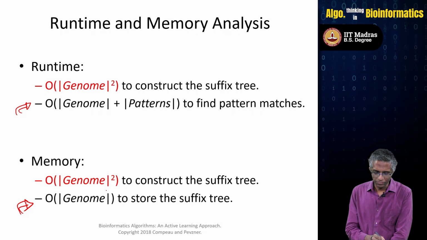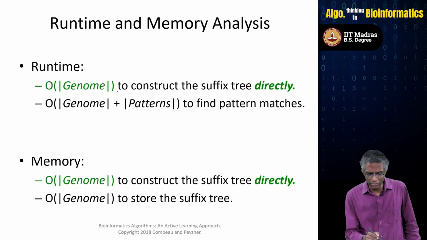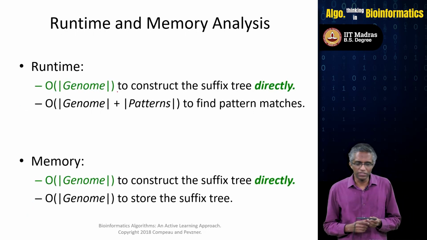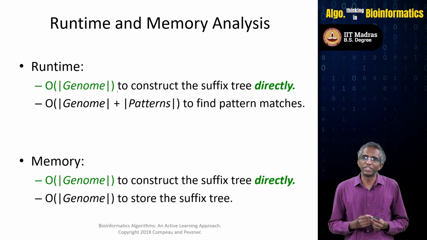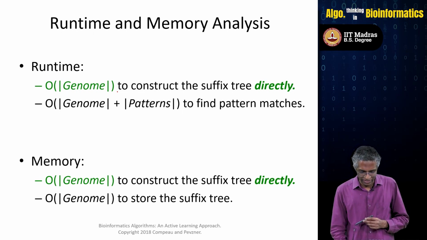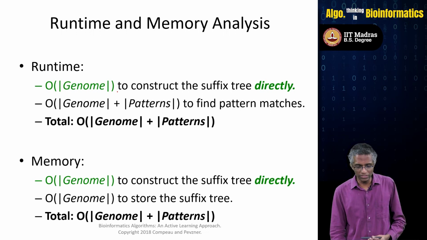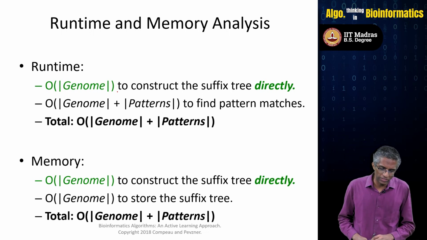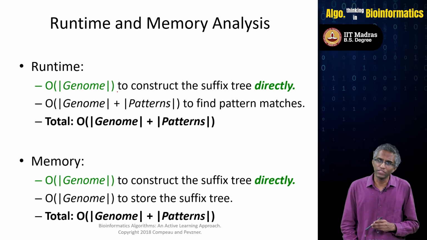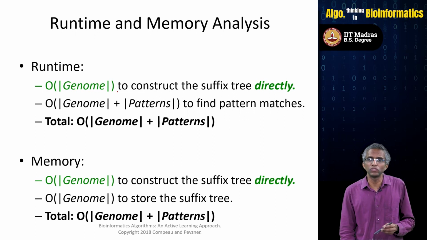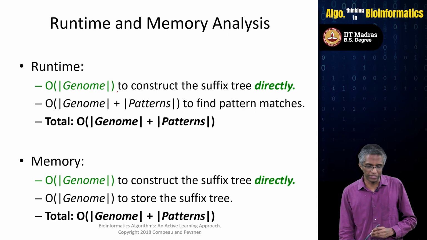So this is possible. This gets rid of the quadratic limitation, the quadratic running time and space, and gives you linear space and running time to construct a suffix tree and to find all the pattern matches. So that is good news for us. And so the total runtime is linear in the size of the genome and patterns, and the total memory is also linear in the size of the genome and patterns.